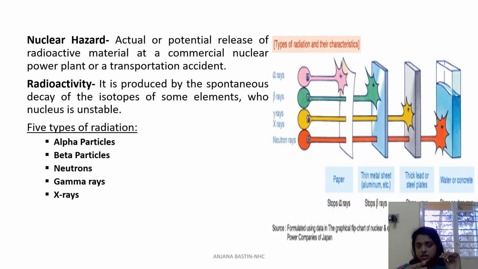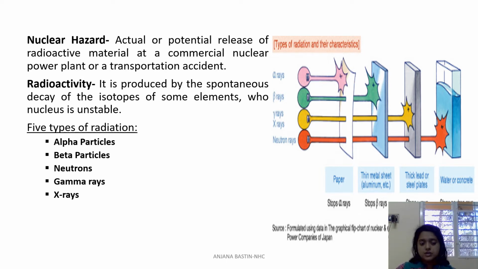Radioactivity is produced by the spontaneous decay of the isotopes of some elements whose nucleus is unstable. So these radioactive isotopes are highly unstable. This is why it poses a huge risk.